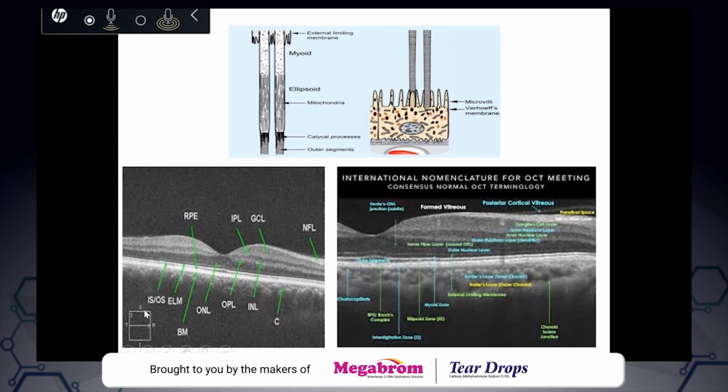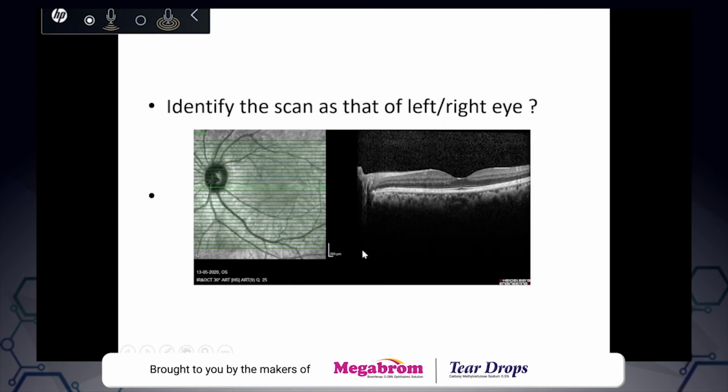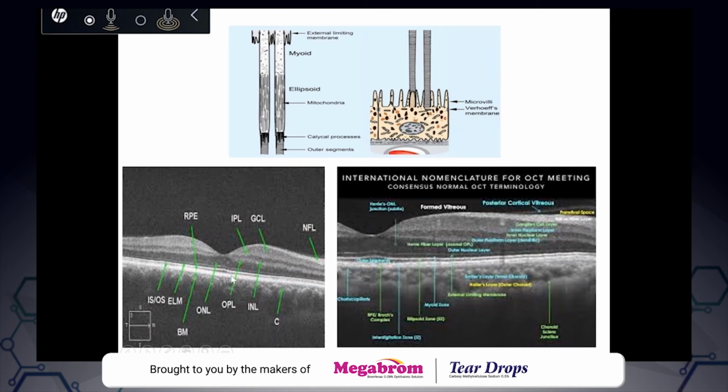So these were the original understanding, but now the international nomenclature has come, and what has happened is this layer, which was the ISOS, inner segment outer segment junction, is now called the ellipsoid zone of the photoreceptor. You can see this is now marked as the ellipsoid zone of the photoreceptor. But just above it, and below the external limiting membrane, there is the myoid zone. And below it, peripheral to the ellipsoid zone, you see again another hyporeflective area, that is the outer segment of the photoreceptors.